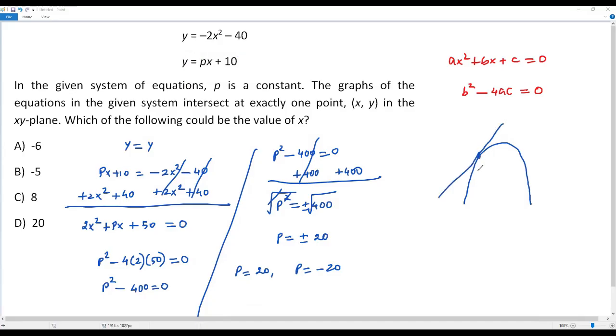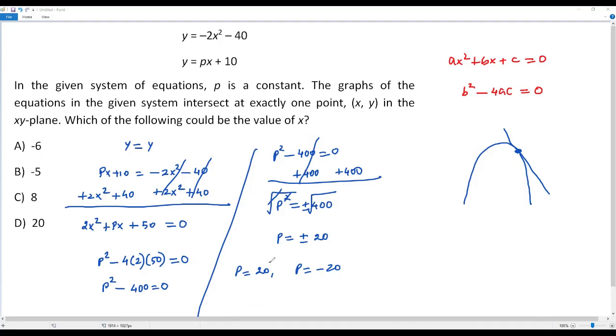Okay, now when we have a rising line, the line and parabola will intersect at only one point according to the information. What if I take p equals negative 20? When I take p equals negative 20, the slope will be a negative value. Then I will be getting a graph as a falling line for the second one. Then we'll have a line like this. So again, the graphs of the two equations intersect at only one point.